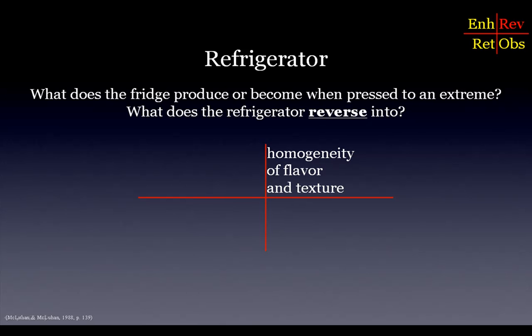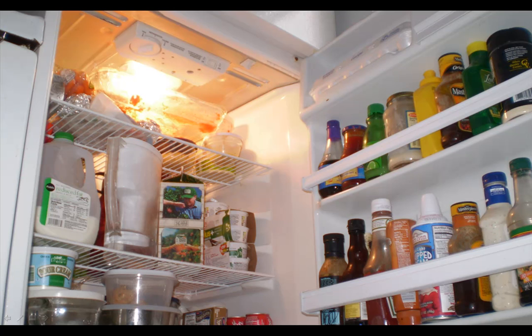We are almost done. The fourth question is, what does the fridge produce or become when pressed to an extreme? What does the fridge reverse into? The answer is homogeneity of flavor and texture. So, it all tastes the same. In other words, use the refrigerator to its limits and we all know that most foods will have less flavor. All the food will start tasting alike.